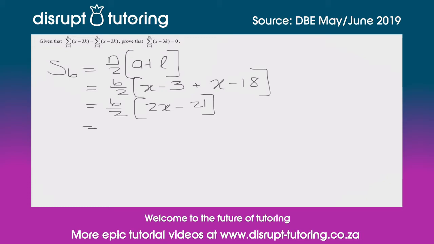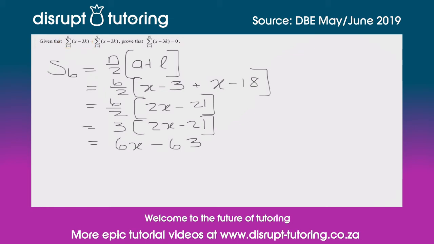That gives us 2x minus 21. Let me just neaten that up. And then finally, we've got 3 times 2 is 6x. 3 times minus 21 gives us minus 63. So that gives us 6x minus 63 for that first sigma, this one over here.